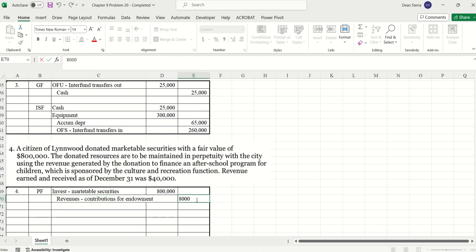That's going to be 800. We can kind of shorten this one so it'll fit.